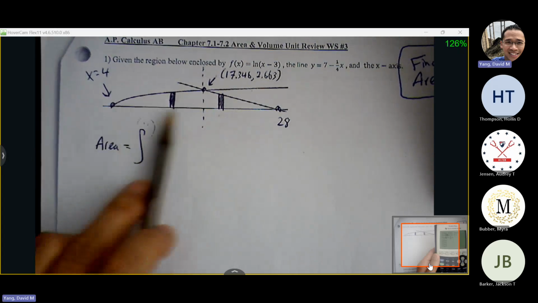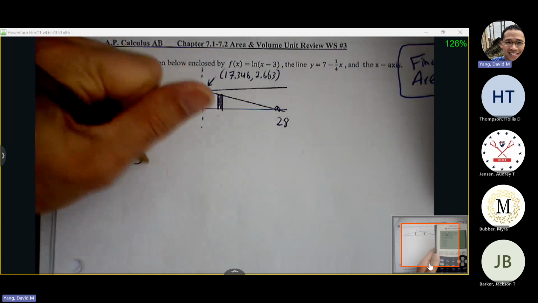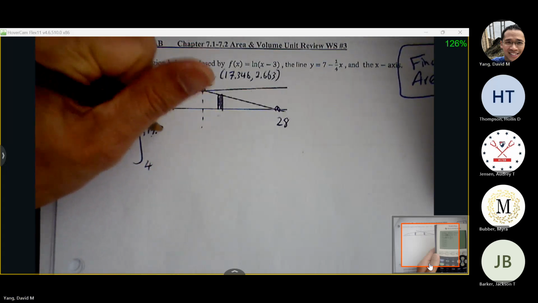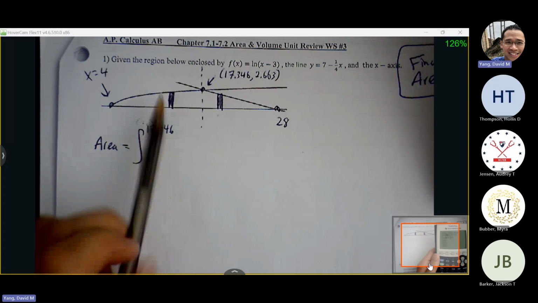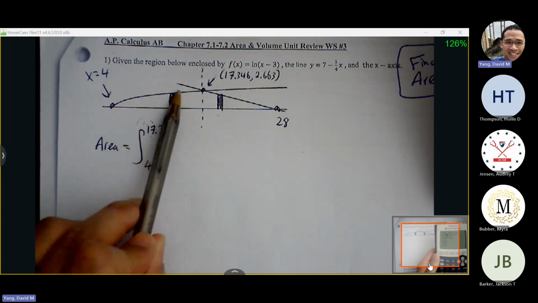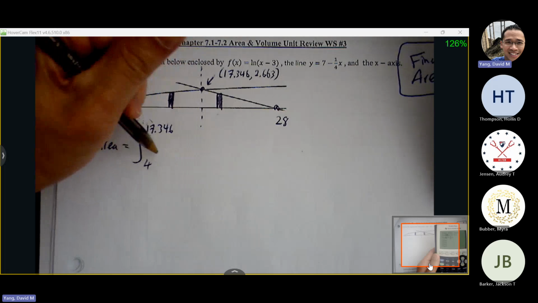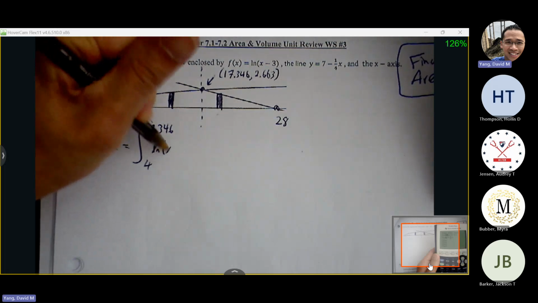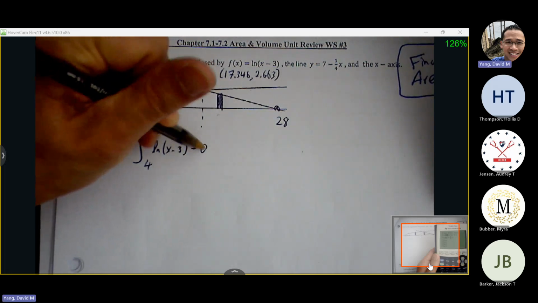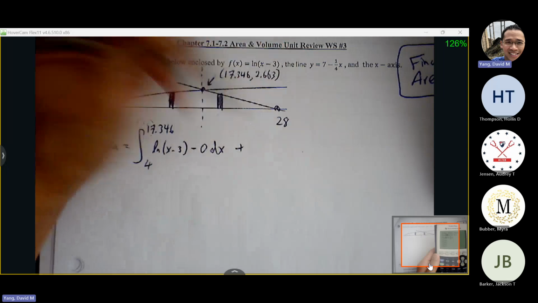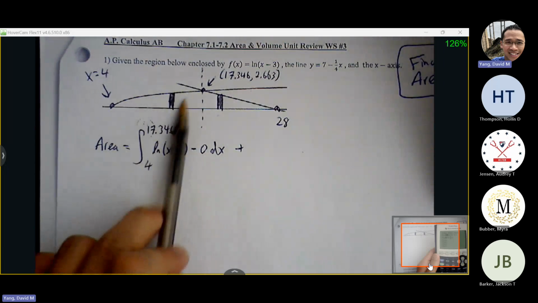So I can go from 4 to 17.346. Top minus bottom. The top of my rectangle is sitting on the natural log. The bottom is sitting on the y = 0. So natural log of x minus 3 minus 0 dx. So that completes the left region.